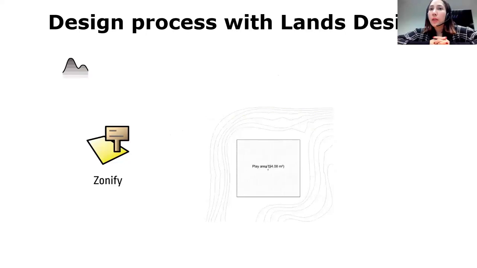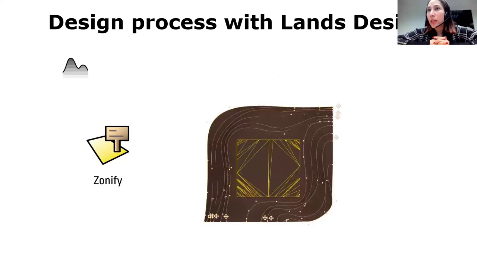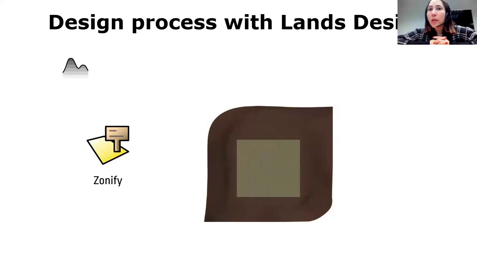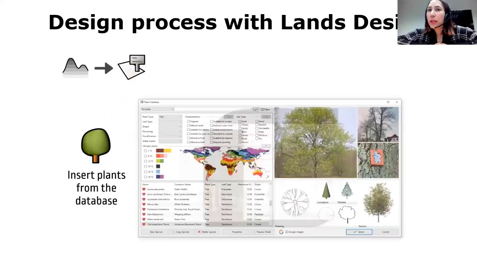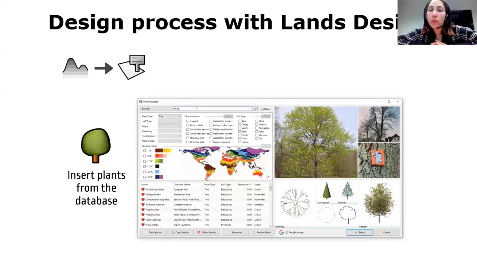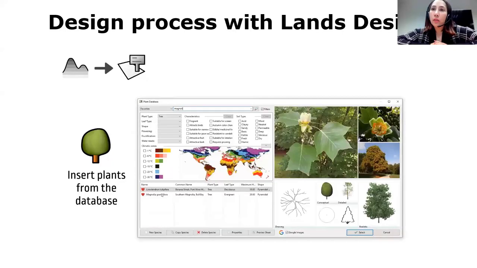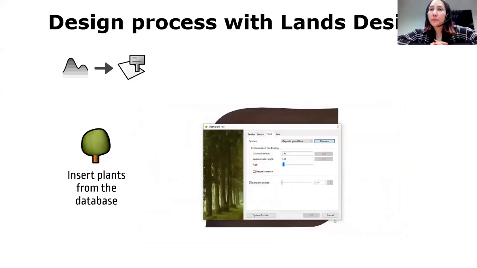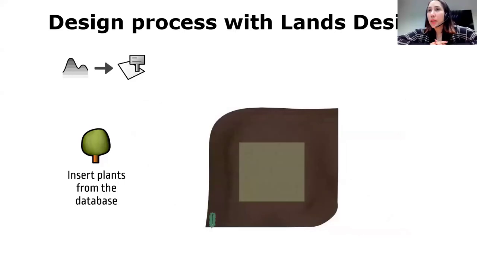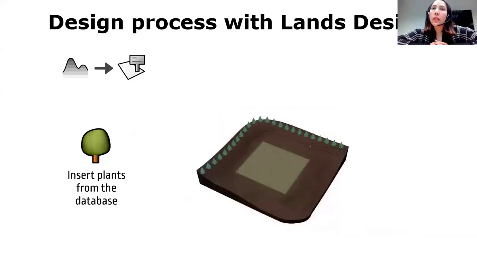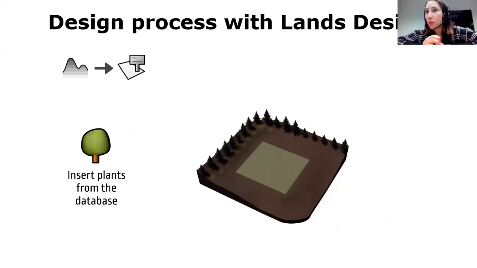Land Design calculates the area, and you can assign the material and the hatch pattern to each zone. Continuing, you can insert plants individually, in a row, or in a group of plants. Plants may have natural variation as well. So you can decide that the plants have different size and shape, or size and rotation in a row.